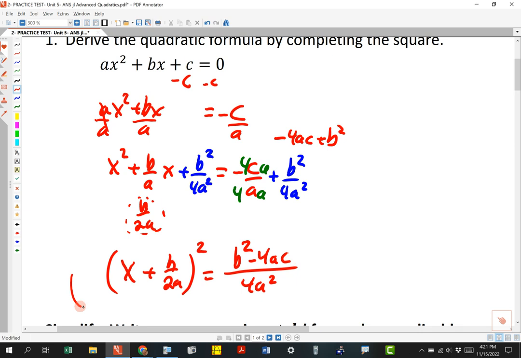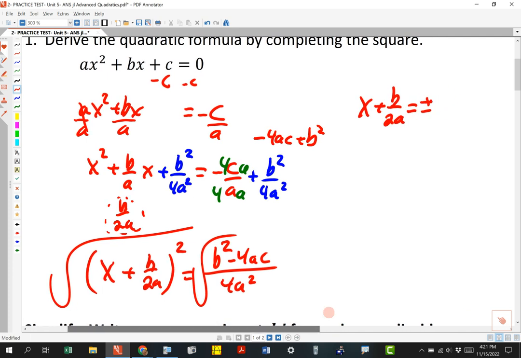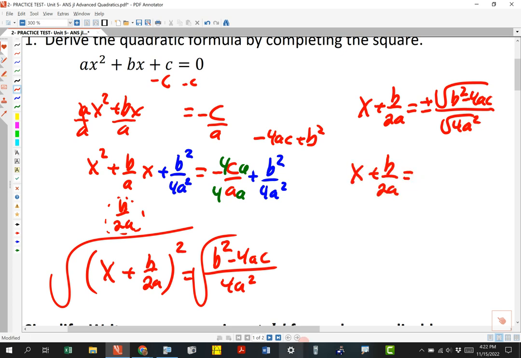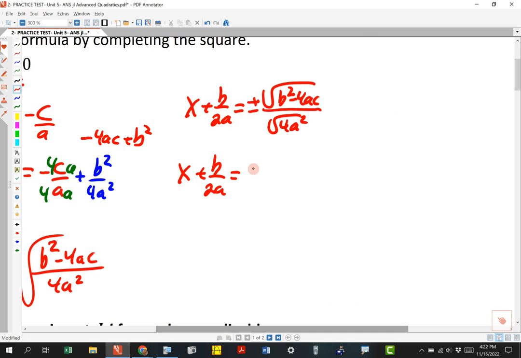And then I'm going to take the square root of both sides. So once I take the square root of both sides, here's what I get. I get x plus b over 2a. And then on the other side, I've got a plus or minus. And then I'm going to have a big square root on the top, and it's going to be b squared minus 4ac. And on the bottom, I'll go ahead and write this for the time being. This is 4a squared. So I get x plus b over 2a. And then on this side, I get plus or minus.